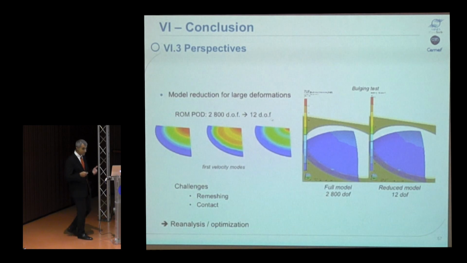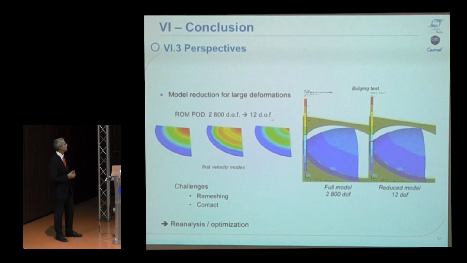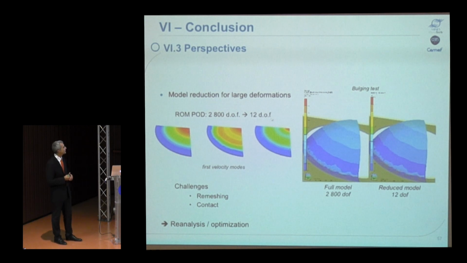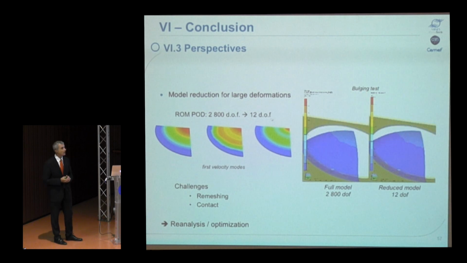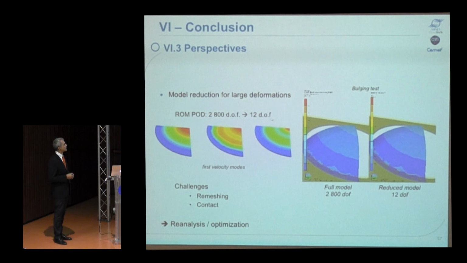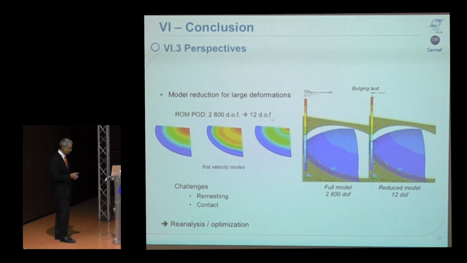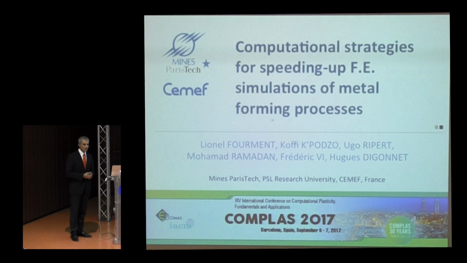And regarding the possibility to go further than what I have presented, there might be different directions, but one direction that could be interesting is to use model reduction. Model reduction can be used in the frame of reanalysis and optimization. You can see here some preliminary results for the bulging of the sheet, where we can reduce the number of degrees of freedom by very huge factors. However, there are some challenges to solve: to handle remeshing, and to handle the problem of contact. Thank you for your kind attention.